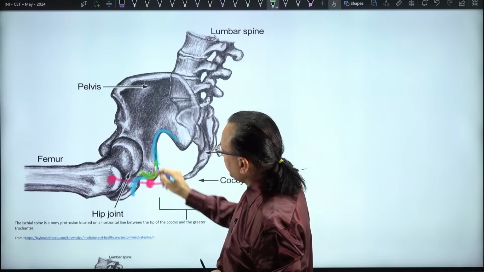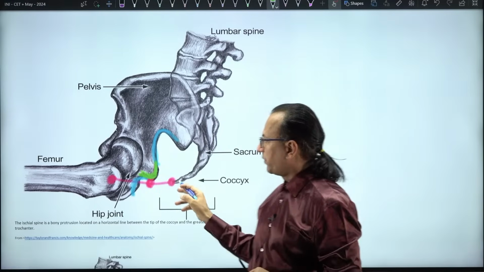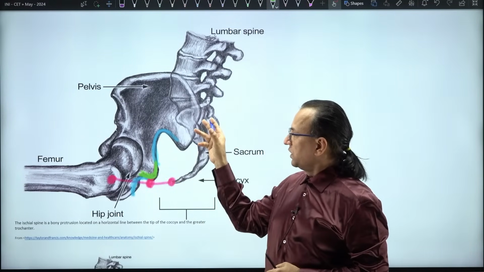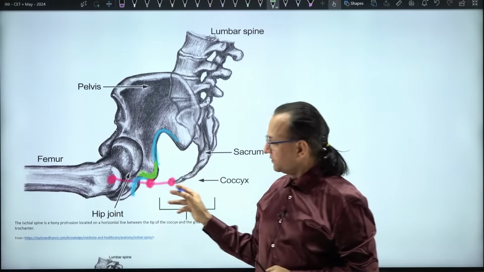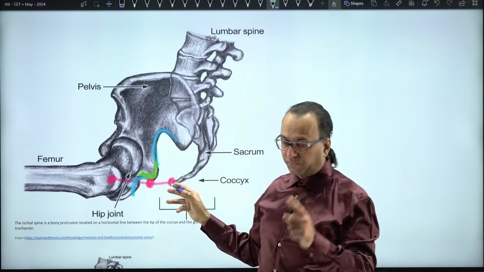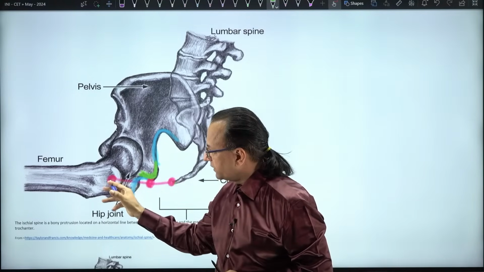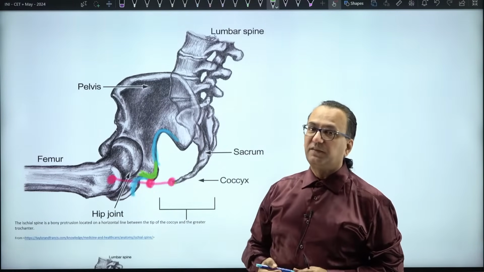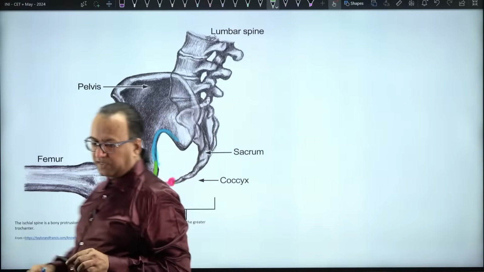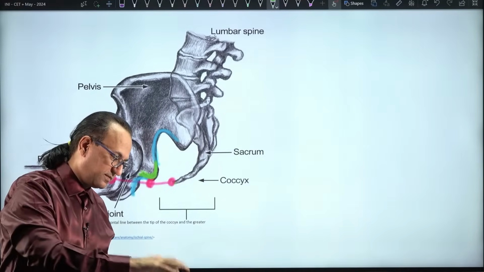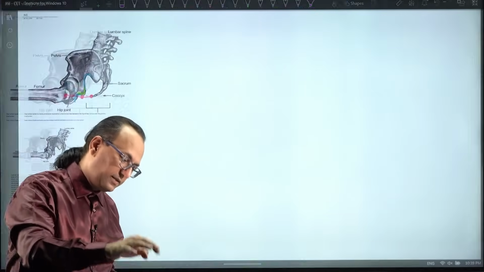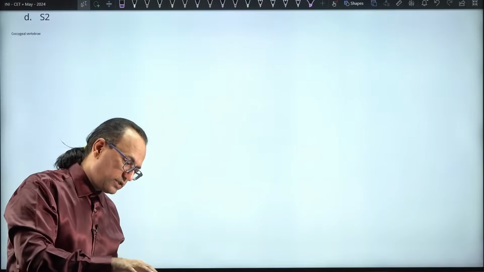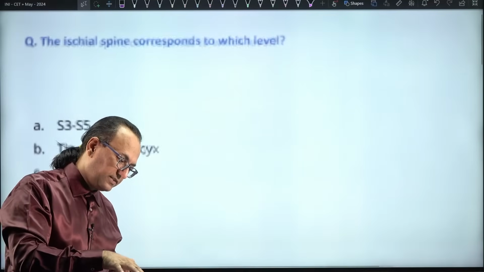If this is the ischial spine, then you can see it is at the tip of the coccyx, because the coccyx is bent. So you put a straight line from the tip of the coccyx to the greater trochanter, and the ischial spine comes at that level. So what is your answer then? If that is the information, what is your answer? You have two answers basically, but which one will you take?